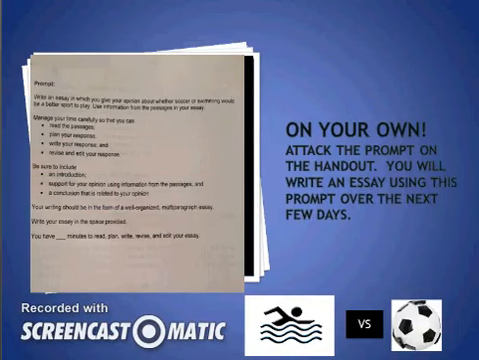Now, you're going to read and write an essay on your own. Attack the prompt and answer the vital questions before you begin. Write on your test paper, circle, underline, whatever helps you remember the information you have to write about. Follow the instructions and make sure you include everything they're asking for.